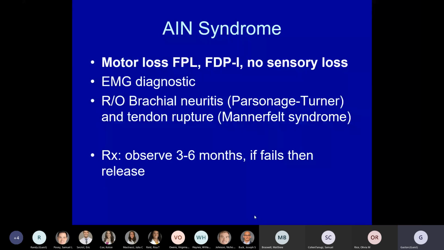For AIN syndrome, observe it for 3 to 6 months on OITE, and if it fails, you're going to release it.